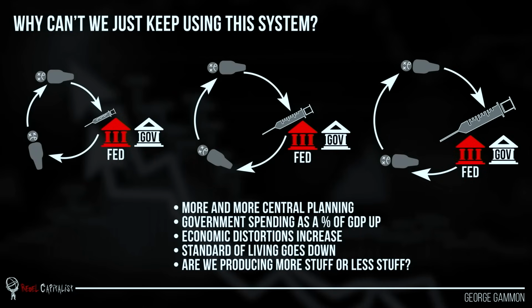So why can't we just keep doing this, George? I mean, you know, we have these crashes or whatever periodically. The Fed comes in, does more and more quantitative easing. The government will come in and deficit spend. No big deal, right? Let's keep kicking the can down the road.